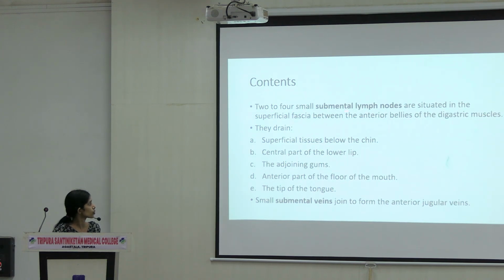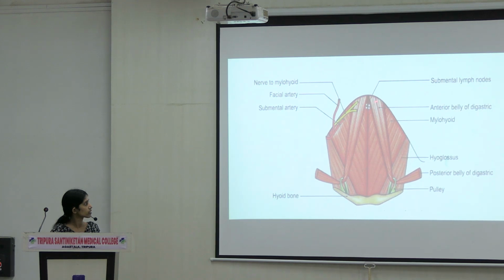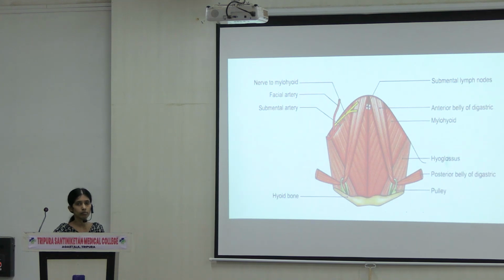Submental lymph nodes are situated in the superficial fascia between the anterior bellies of the digastric muscle. Here you can see these are the anterior belly of digastric muscle, and this is the submental lymph node, which is present between your digastric muscles.